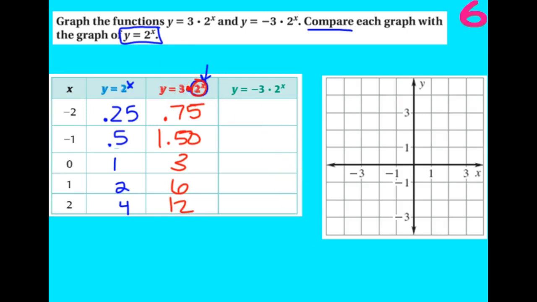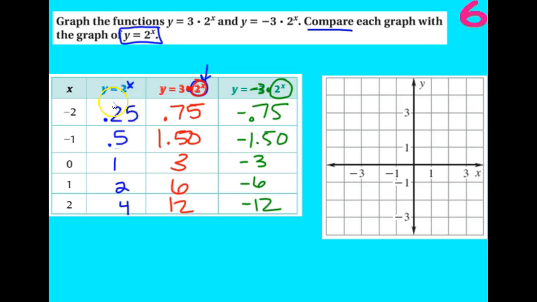Well, this last column is 2 to the x again. It's also multiplied by 3, but it's just a -3. So we just need to take this column and now make it a negative. Negative 0.75, -1.5, -3, -6, -12. And then we just simply need to graph these two.